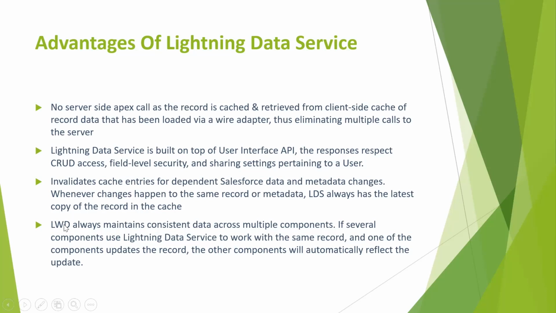It shares data across multiple components. If several components use Lightning Data Service to work with the same record, and one of the components updates the record, the other components will automatically reflect the update. For example, you are using three child components in a hierarchy: component A is the parent, component B is the child, then C and D. When you update the record on the parent, the child is automatically updated.